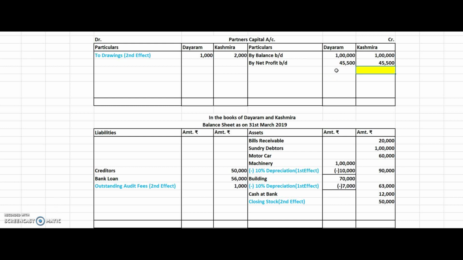So here goes. For Kashmira it is 145,500. For Dayaram it is again 145,500 credit totals. Now on the debit side, it is for Kashmira 2000 and for Dayaram it is 1000. After this you do casting, meaning one partner at one time. So for Dayaram 145,500 credit and debit.